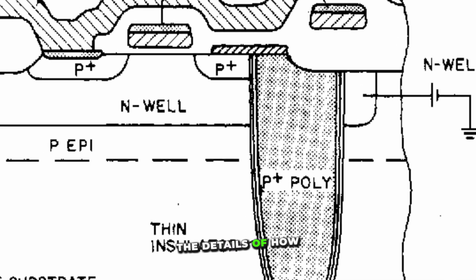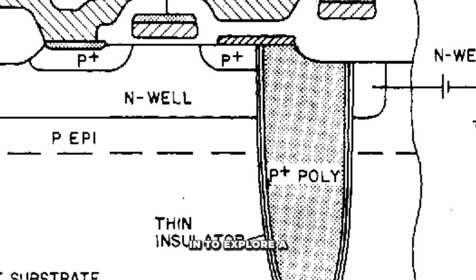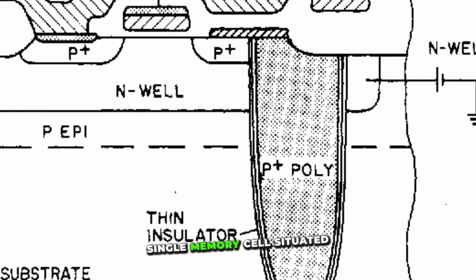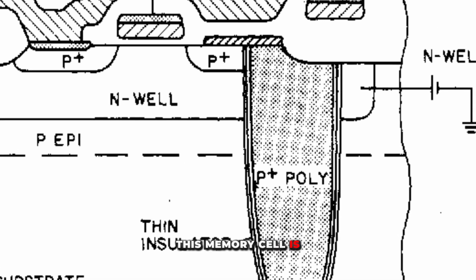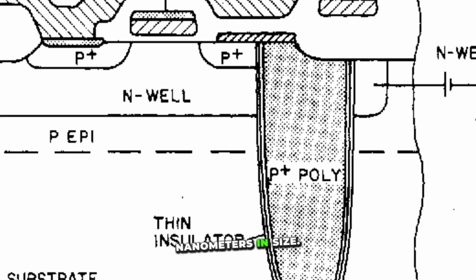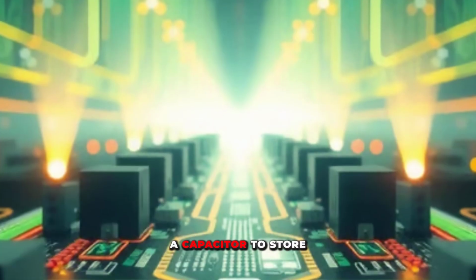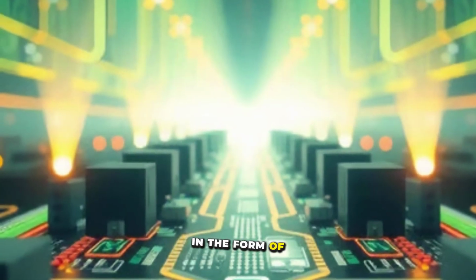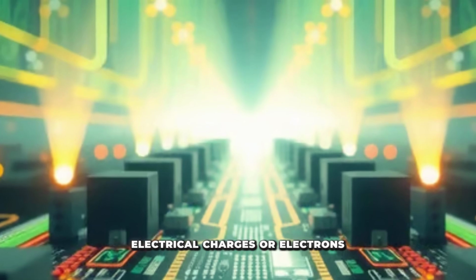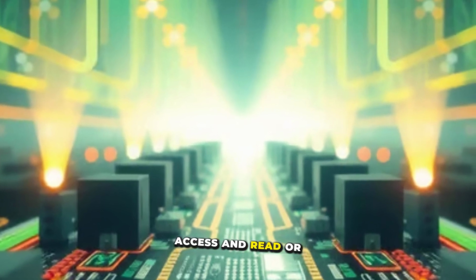Let's get back to the details of how DRAM works and zoom in to explore a single memory cell situated in a massive array. This memory cell is called a 1T, 1C cell, and is a few dozen nanometers in size. It has two parts: a capacitor to store one bit of data in the form of electrical charges or electrons, and a transistor to access and read or write data.